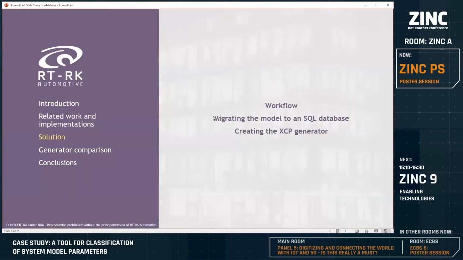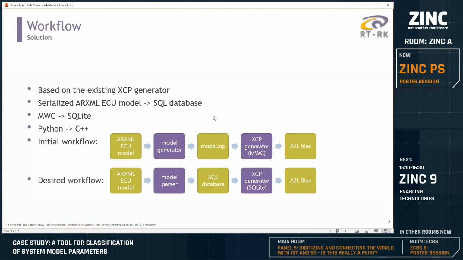On the actual solution workflow, this paper had 4 key points that need to be followed. The generator should be based on the existing XCP generator. The serialized model should be migrated to an SQL database. The whole generator should be translated to C++ language. And as can be seen in the figure below, the ATL files for ECU calibration should be created.